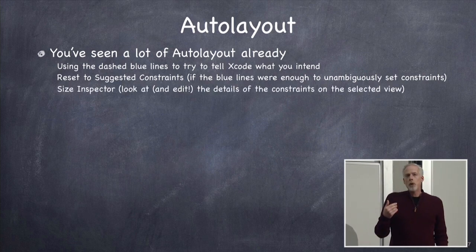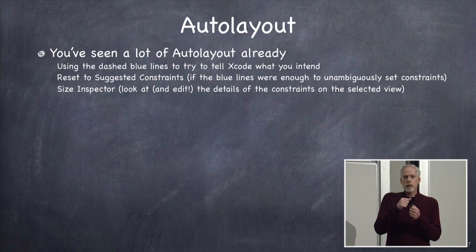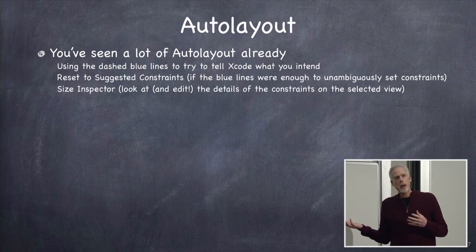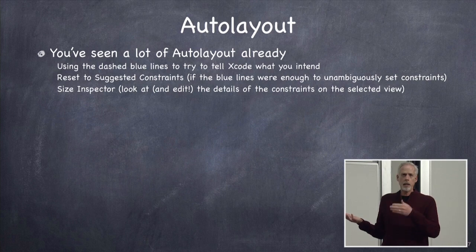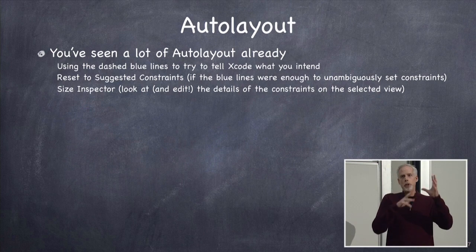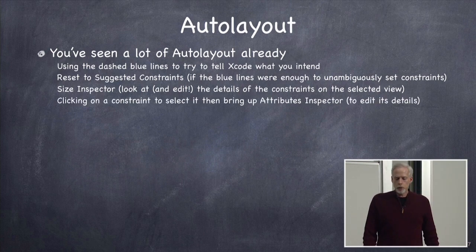But you also know that after you do something, especially after you do reset to suggested constraints, you can go over to the size inspector, click on any of the views in your UI, and you can look at the constraints. And it shows you them, and you can even kind of hover over them with the mouse, and it will show them on the screen, highlight them, etc. So that's a good tool to know what's going on.